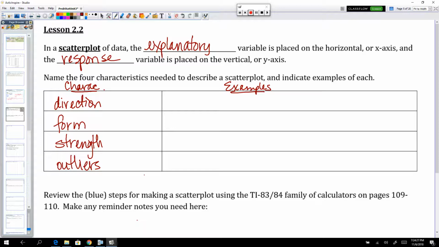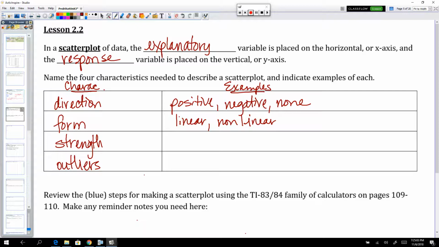For direction, you really only have 3 choices. You either have positive direction, negative direction, or none. There's no direction to the data. For form, in this class, we're going to keep it simple. We're either going to say the form is linear or nonlinear. If you take AP statistics or statistics in college, we'll get a little fancier with the nonlinear. We'll get more granular on that. But in this class, in probability and statistics, we'll just say the form is either linear or nonlinear.